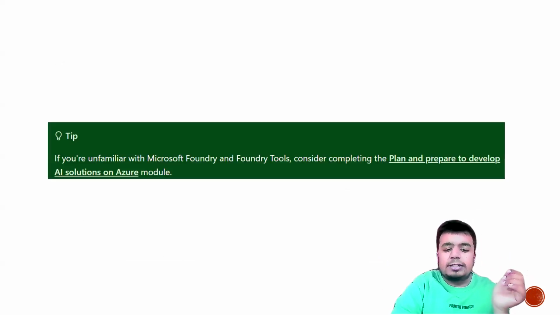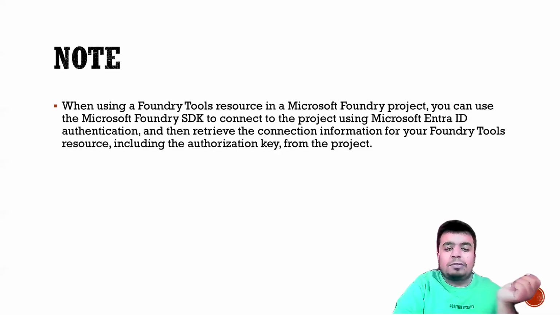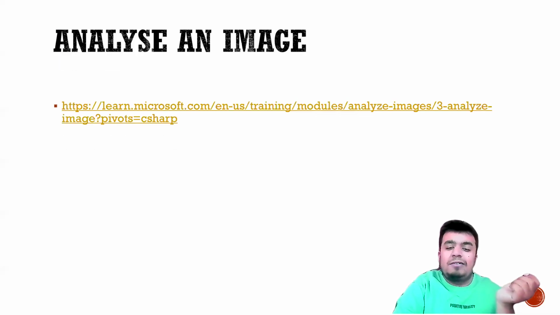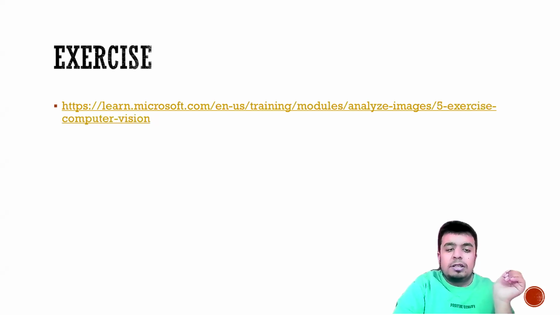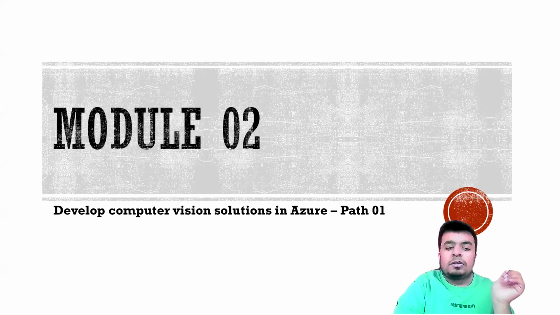Next we have a tip point. Then we have connecting to your resource, using the SDK and the REST API, which we need to install for this. Then we need to enter the Azure key, and then the resources will be connected. Then we have a note point, then analysis of images, then the exercise, then the module assessment and the summary.